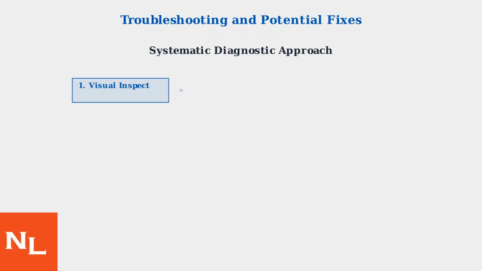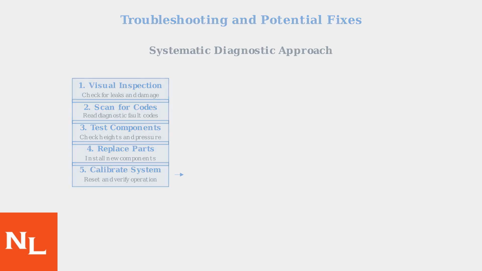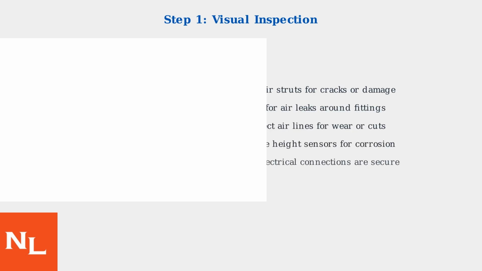Diagnosing air suspension problems requires a systematic approach. Following these 5 key steps will help identify the root cause and determine the most effective repair strategy. Visual inspection is the first and most important diagnostic step. Look carefully for obvious signs of air leaks, damaged components, or loose connections. Many air suspension problems can be identified through careful visual examination.